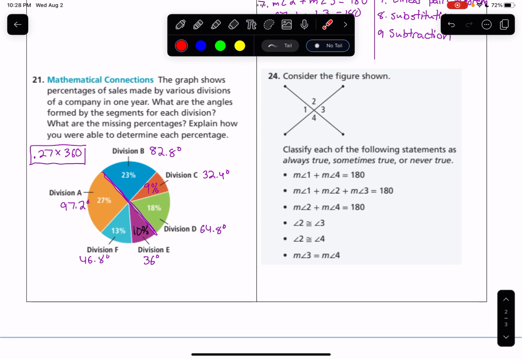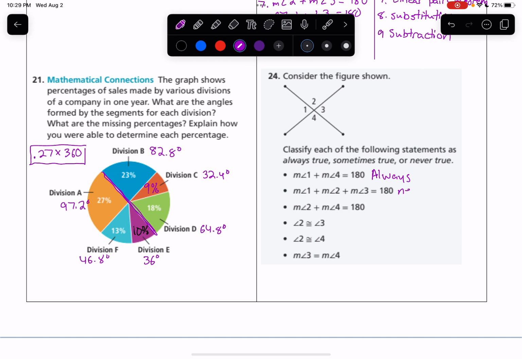And then finally, number 24, classify each of the following statements as always true, sometimes true, or never true. Measure of angle 1 plus 4 is equal to 180. Well, they are a linear pair, so that is always true. The measure of angle 1 plus 2 plus 3 is going to never be 180. That's going to be more than that. The measure of angle 2 plus the measure of angle 4, they are going to be congruent, but there's nothing to say that they cannot also equal 180, right? If this one's 90 and this one's 90, it's 180. So that's sometimes going to be true.